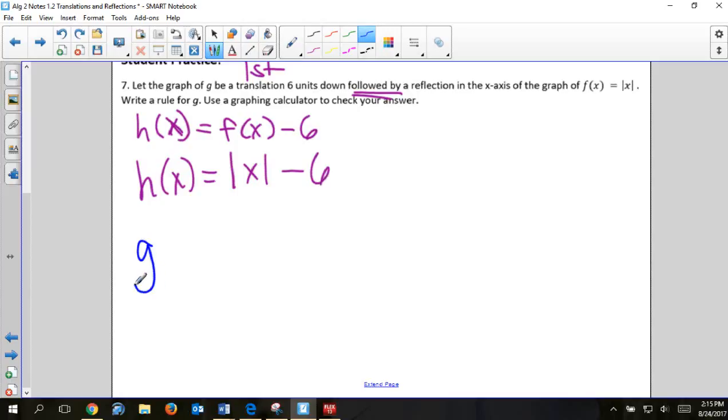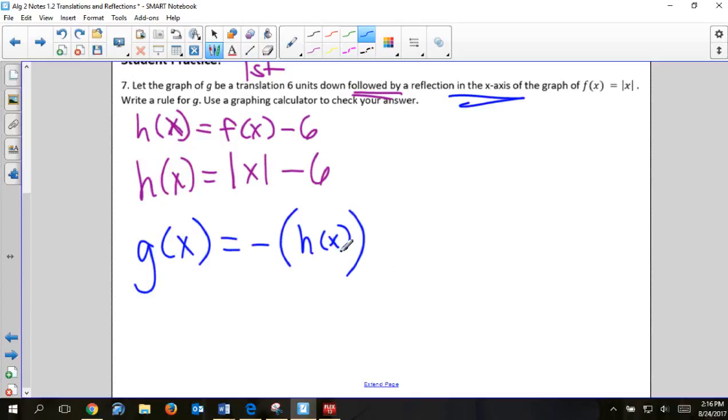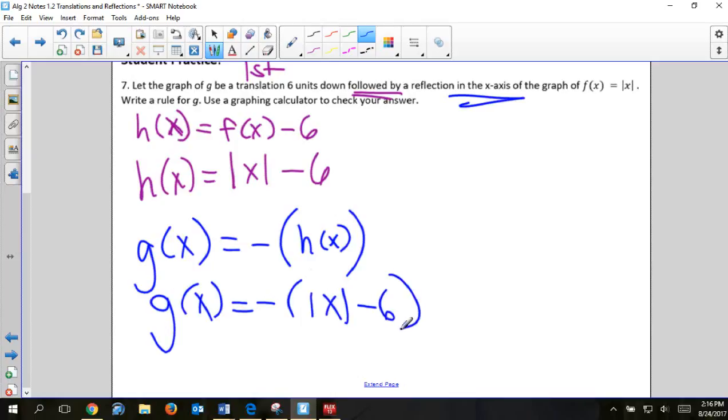So now we're going to do our g of x. And our g of x has a reflection in the x-axis. Is that vertical or horizontal? Okay, vertical. So is it going to go on the outside or the inside? Outside. So we will have a negative on the outside of whatever h of x was. Now you look up, h of x is absolute value of x minus 6. So g of x is negative, parenthesis, absolute value of x minus 6, close parenthesis.